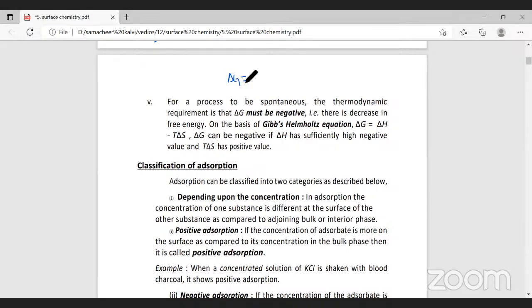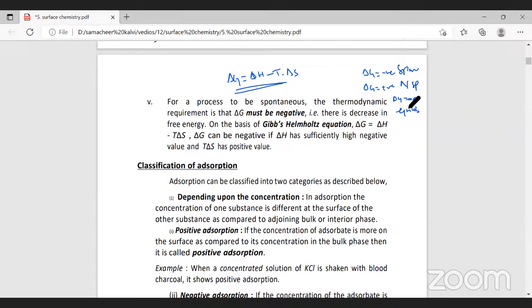The Gibbs-Helmholtz equation is delta G equals delta H minus T into delta S. This is the Gibbs equation, used to find whether a reaction is spontaneous, non-spontaneous, or in equilibrium. If delta G is negative, it is spontaneous. If delta G is positive, it is non-spontaneous, and if delta G is 0, it is in equilibrium.